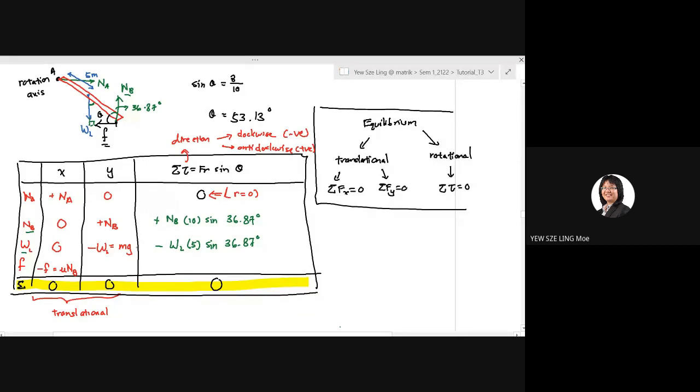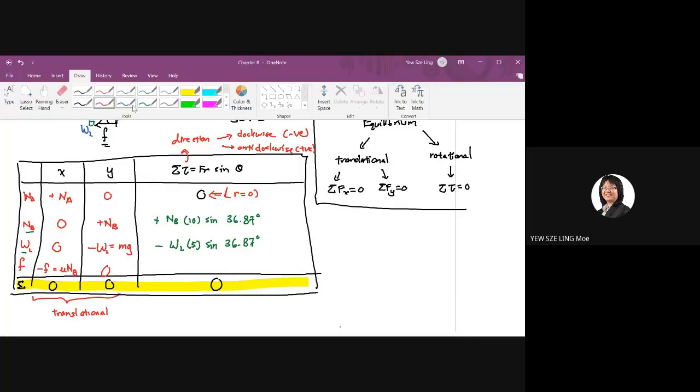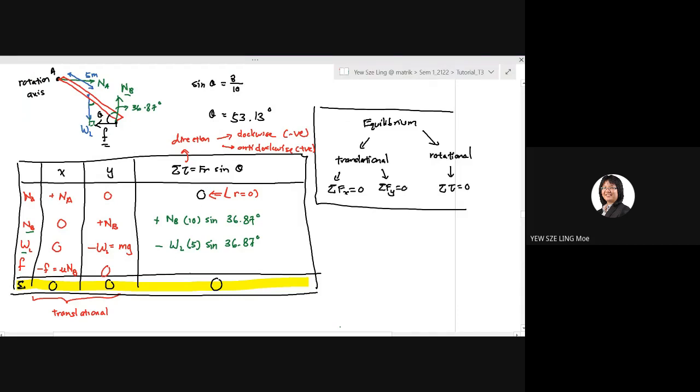Okay, so now let's look at the friction. Friction for the Y component is 0, and how about the torque? Now friction is the friction force, F, and then the distance. Friction is located at point B. Point B is located 10 meters from point A. So R is 10. And then sine, where the angle is 53.13 degrees.